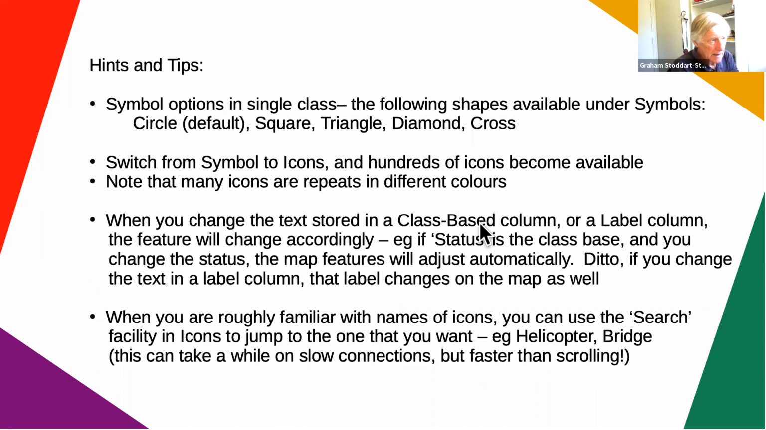Now we're just explaining some of the choices available to you. So if you're in a single class and you want to change the symbol from the default circle, you can choose square, triangle, diamond, or cross. If you change to icons, you then get hundreds. Many of the icons are just the same thing, but in a different color. So there may not be hundreds when it comes down to counting how many different icons there are, but if you've got 5 that are all in different colors, that counts as 5 icons.